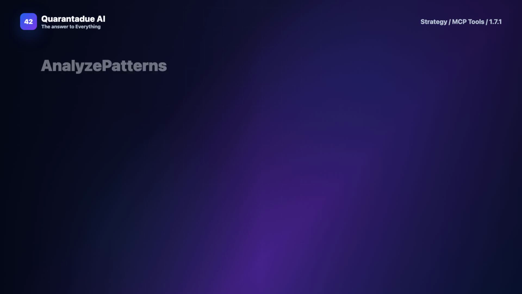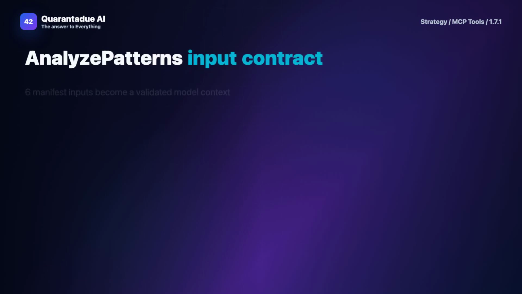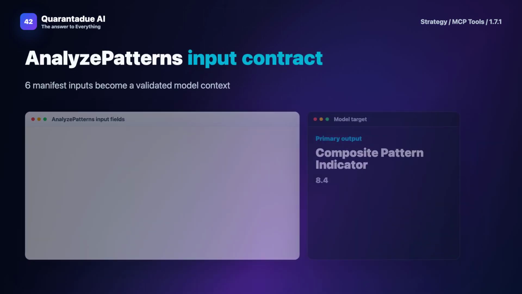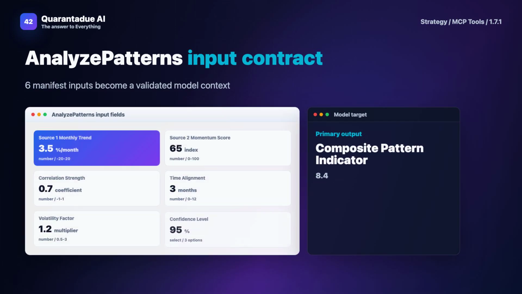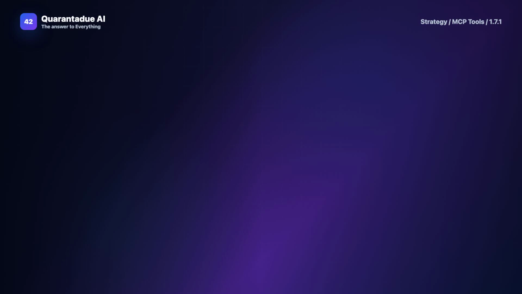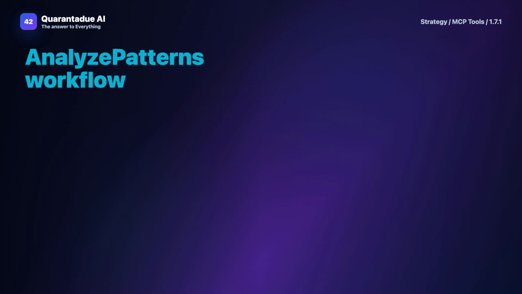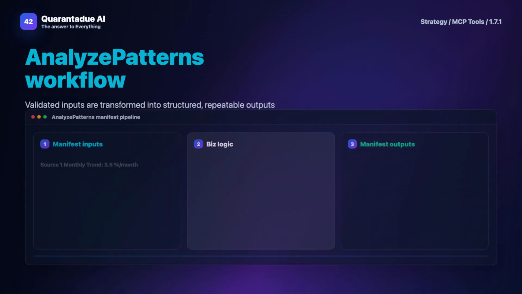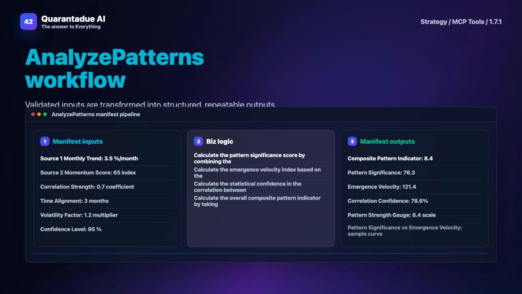The workflow then applies Calculate the Pattern Significance Score by combining the absolute monthly trend of Source 1, the momentum score of Source 2, and their historical correlation strength, normalized to a 0-100 scale. Calculate the Emergence Velocity Index based on the trend of Source 1, momentum of Source 2, and the time alignment between their patterns, adjusted for relative rate of development.